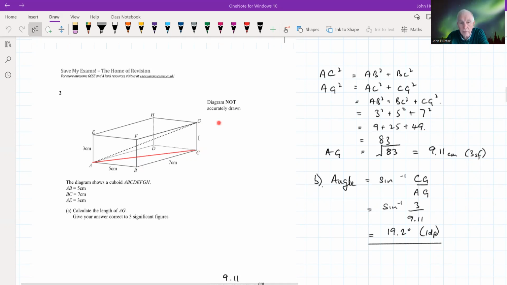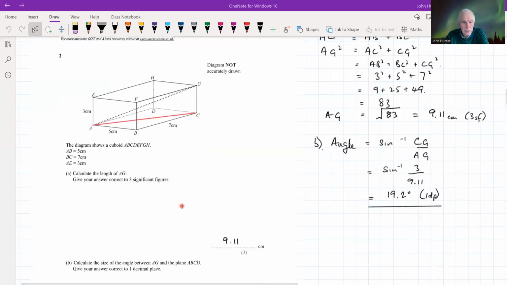So we've got Pythagoras again, AG squared equals AC squared plus CG squared. But of course, we've got an expression for this, AB squared plus BC squared. So we can just write that out like that. Now we can substitute our values in, 3, 5, and 7, and we work that through, and then take the square root to give us AG, and that's 9.11 centimeters, 3 significant figures. That looks about right, isn't it? This is 7 here, so that, yeah.